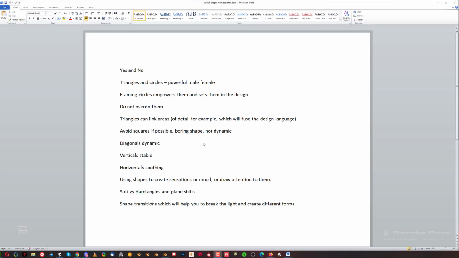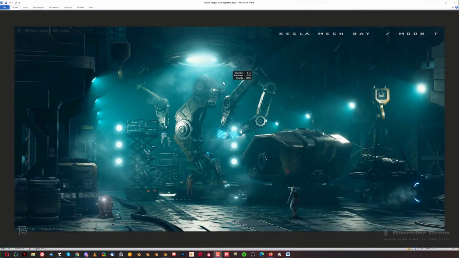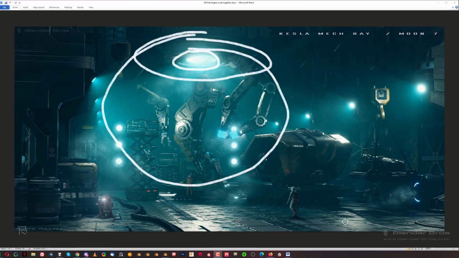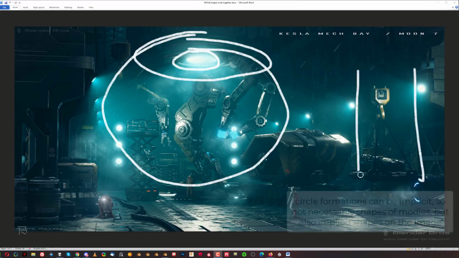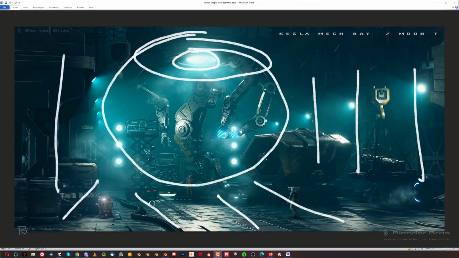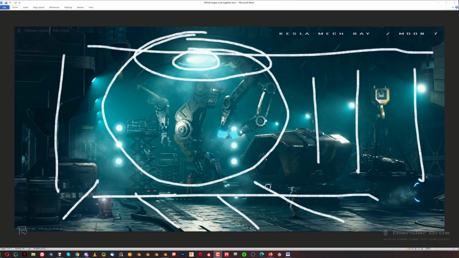And also, circles can be extremely powerful when you put them in a rectangular environment. So let's say you've got a lot of vertical and horizontal lines, and you drop a circle in the middle. That's going to have an incredible impact on the composition, because it's going to draw your attention to it, right?